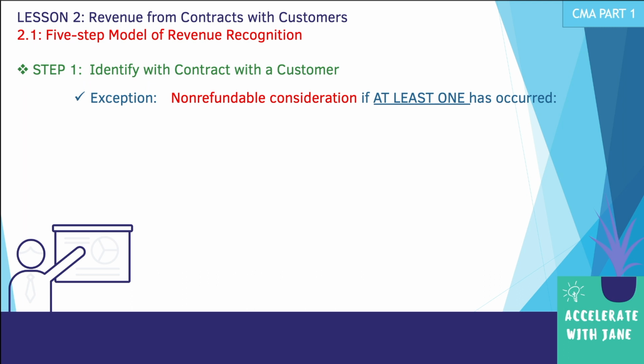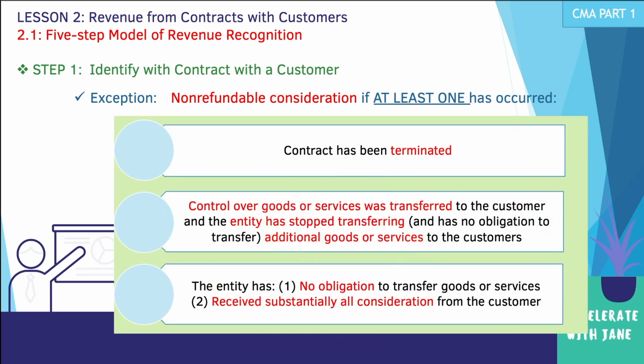So, for example, if a customer has already paid, so he has already given a consideration, such consideration is not refundable if at least one of the following has occurred. First, for example, if a contract has been terminated, so this is understandable. If the contract has been terminated already, then the consideration is no longer refundable. Second is, if the control over goods or services was transferred to the customer and the entity has stopped transferring and has no further obligation to transfer additional goods or services to the customers.